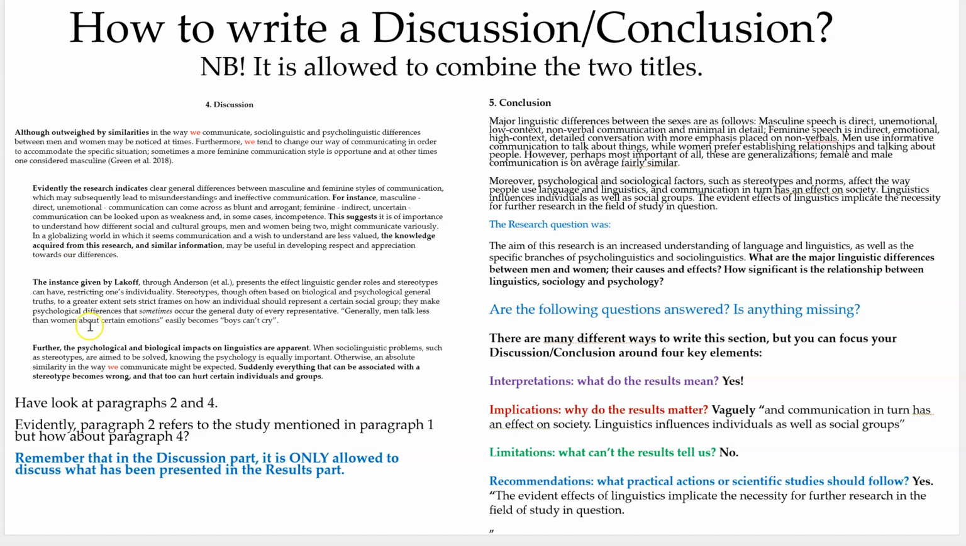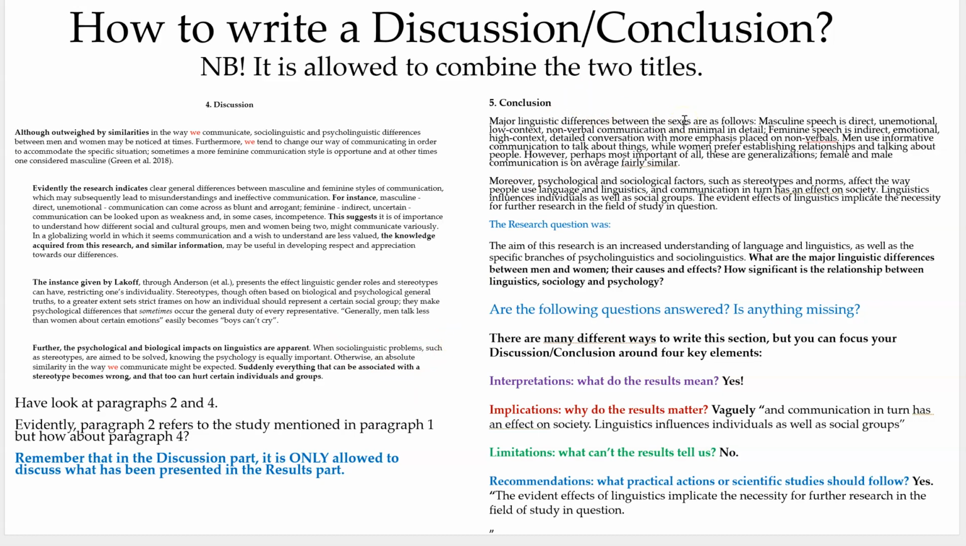And here, you can see paragraph 2 refers to the study mentioned in paragraph 1. But how about paragraph 4? "Further, the psychological and biological impacts of linguistics are apparent." According to who? We need to be careful there. Then we have a conclusion.